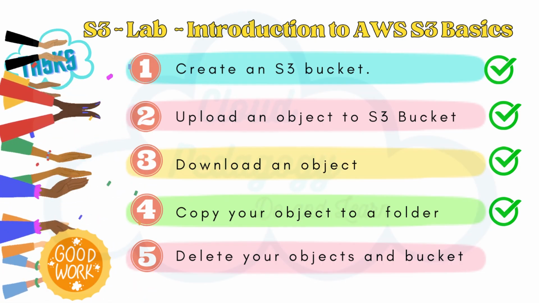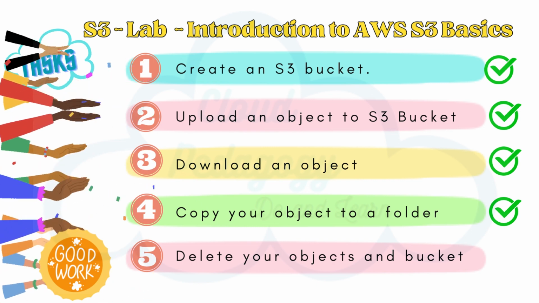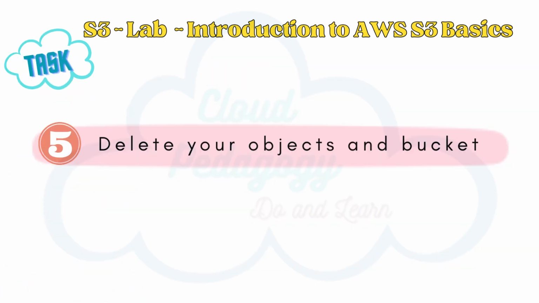Good job! Amazon S3 copies your objects to the selected destination folder. Now in task 5, we will delete objects as well as the bucket. When you no longer need an object or a bucket, we always recommend that you delete them to prevent future charges. Before you delete your bucket, empty the bucket or delete the objects in that bucket. After you delete your objects and bucket, they are no longer available.